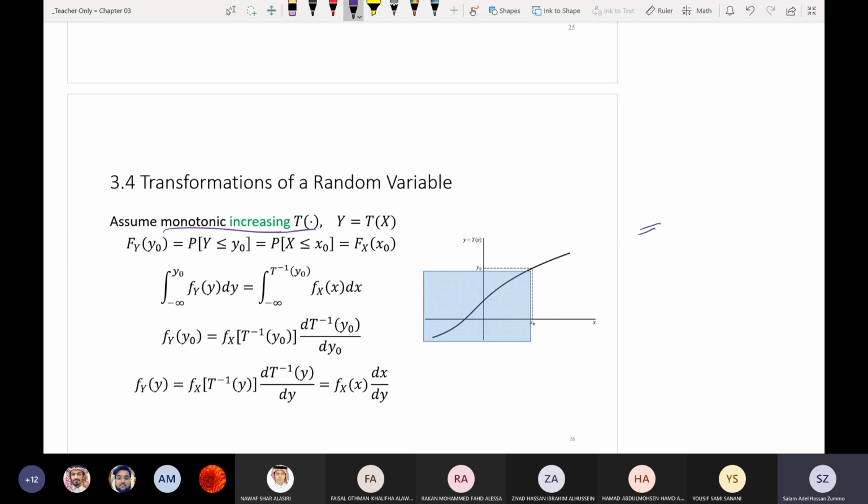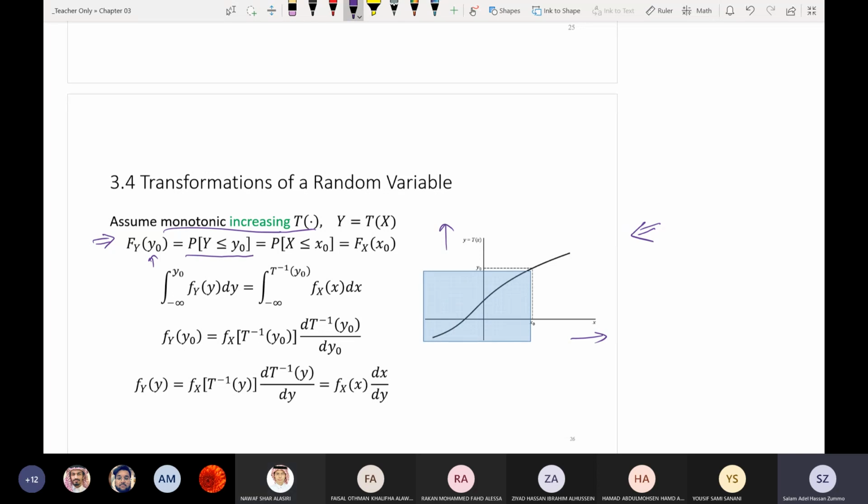So we are looking at a function that looks like this. It increases with x. As x increases, y increases. Now, as I mentioned, we always start by the definition. F_Y of y0 at a specific y0. What is this equal to? By definition, the CDF of Y at y0 equals the probability that Y is less than or equal to a number y0. Right?